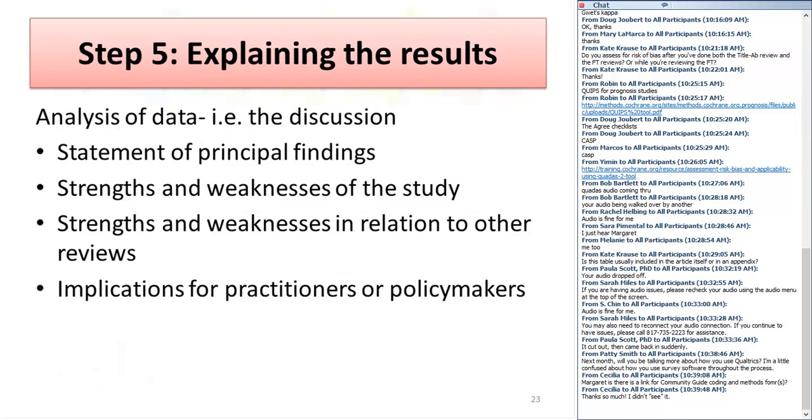So step 5 is explaining all of the results. The way I usually think about this is what we would typically see in the discussion area. When I was first starting to write articles, I would always get to the discussion area and wonder, what would they want me to put here? Because I've already told you everything in the results section.